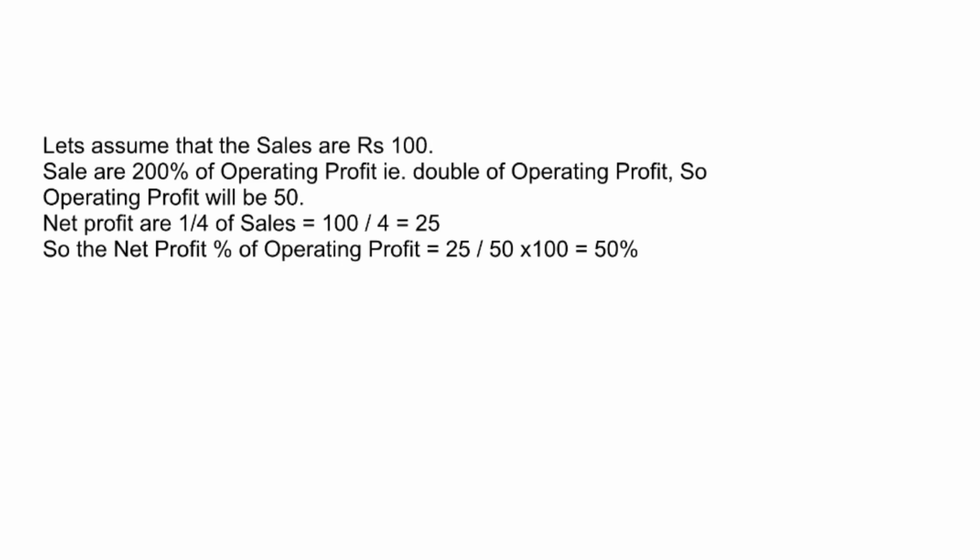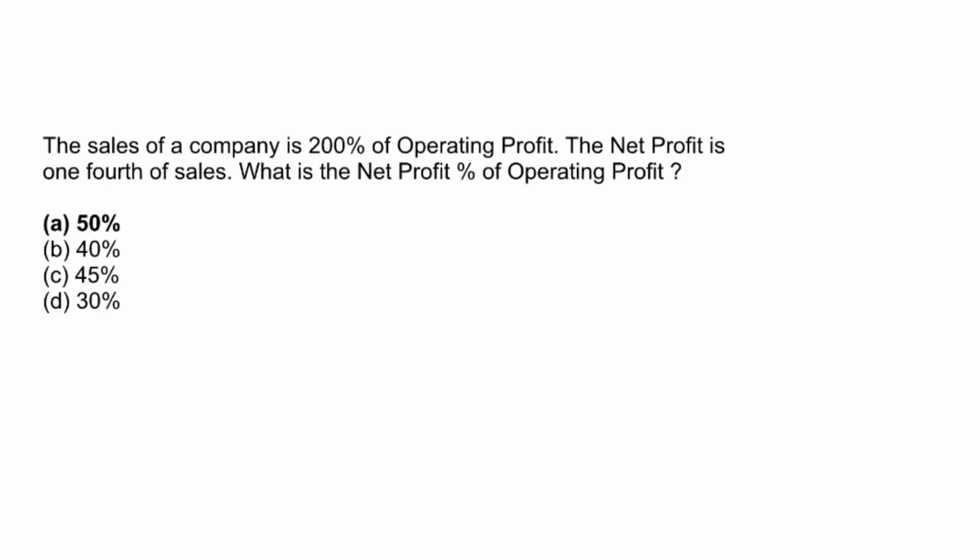Then in the question itself, it's given that net profit is 1/4 of the sales. So if you have to calculate the profit, 100 is the sales divided by 4 gives you 25. So 25 is the net profit. So in the question, what is asked? Net profit percentage of the operating profit. So net profit is 25 and operating profit is 50. Multiplied by 100 gives you 50%. So that is the correct answer. Net profit percentage of operating profit is 50%.